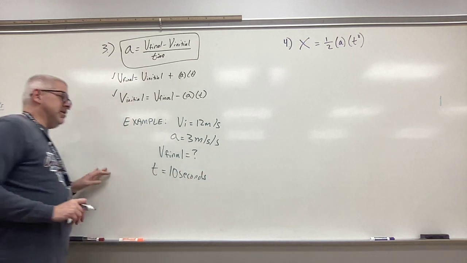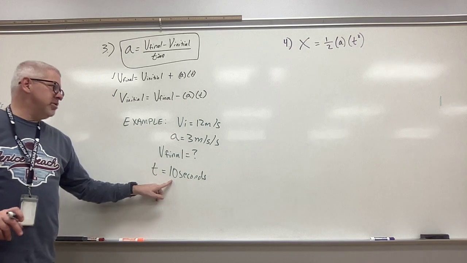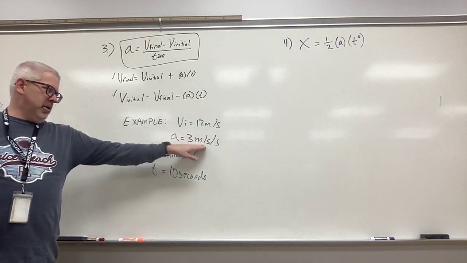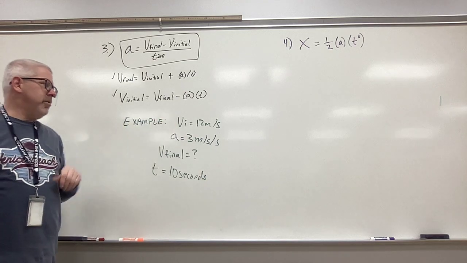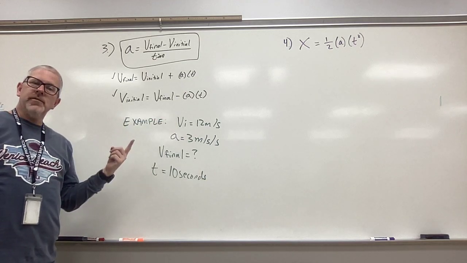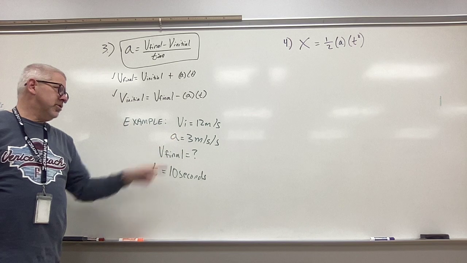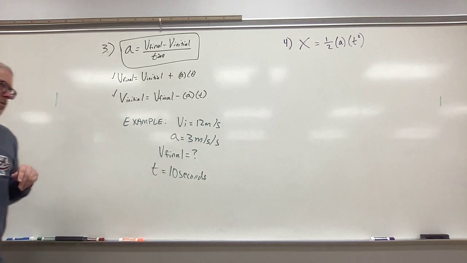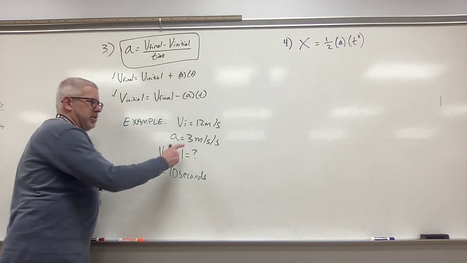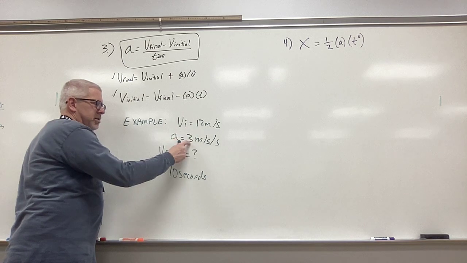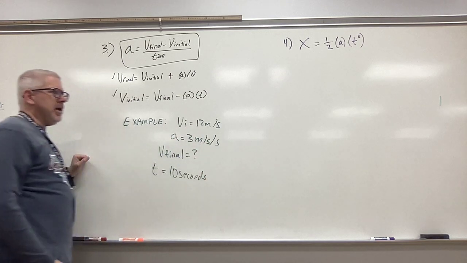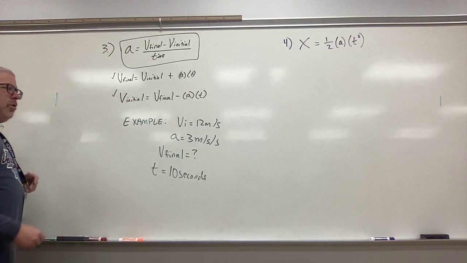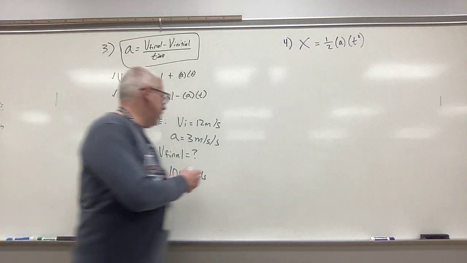So what that says is for every 1 second that the object's accelerating, it's speeding up 3 meters per second. So if my initial velocity was 12 meters per second, after 1 second of acceleration, it would be 12 plus 3, 15 meters per second. After 2 seconds of accelerating at this, it would be 12 plus 3 plus another 3, and that would be 18 meters per second.